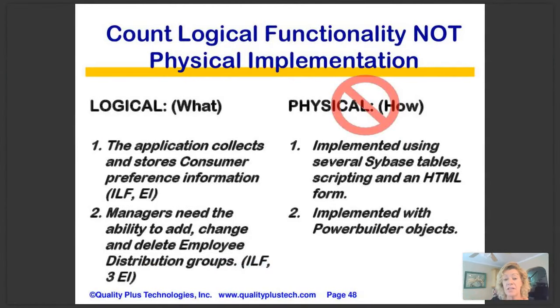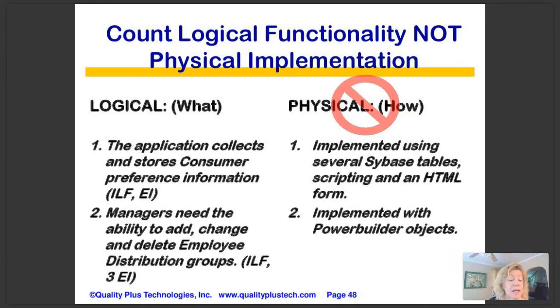Count logical functionality, not physical. Count what the application does. So if I say to you, the application collects and stores, the key word there is stores. That means we're going to maintain, we're going to keep consumer preference information. So that means I've got an ILF to store my consumer preference information. That's one entity, that would be an ILF. We collect it to store it. That means I've got an EI.